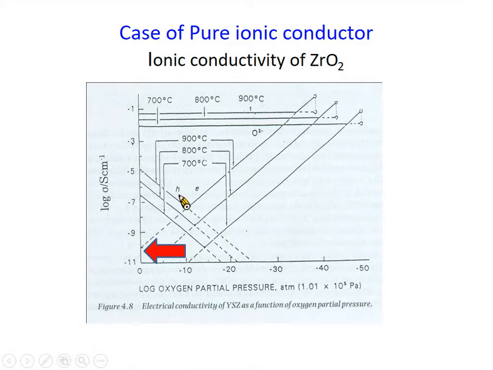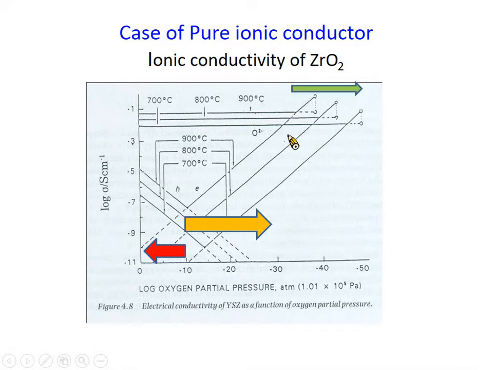p-type conductive behavior at oxygen partial pressures above 10^-10, and when the oxygen partial pressure is reduced below that, it will transform from p-type to n-type.